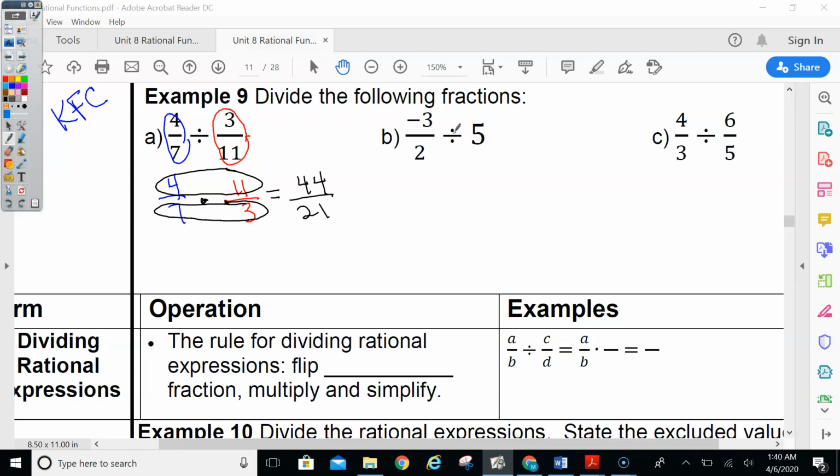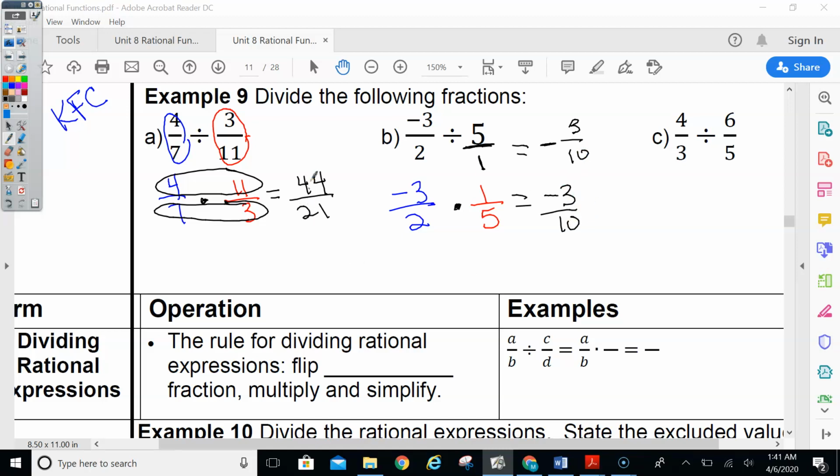Okay, so again, when it's a whole number, we change it to a fraction. We keep the first fraction the same, negative 3 over 2. We flip the second fraction to 1 over 5, and then we multiply them together. So we get negative 3 over 10. And again, sometimes when it's a negative, they'll just write it as negative 3/10 with the negative in the very front.